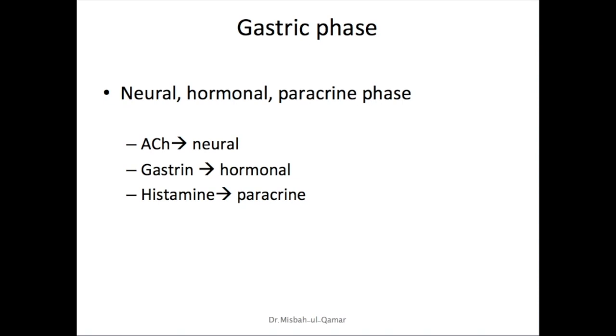The gastric phase begins when food and oral secretions enter the stomach. It coincides with the distension and stomach contents such as amino acids and peptides, and elicits neural, hormonal, and paracrine GI responses. An example of a combination of these signaling molecules is gastric acid secretion, as you can see here.